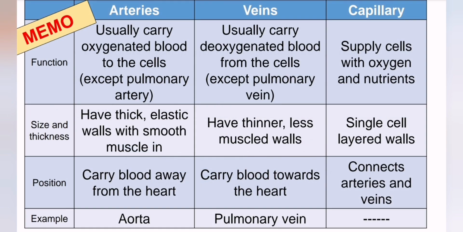When we compare the arteries and the veins and the capillaries, we can clearly see arteries carry blood away from the heart. Usually it's oxygenated blood. Veins carry blood towards the heart, which is usually deoxygenated. And then capillaries is where the cells are supplied with oxygen and nutrients in between the cells.